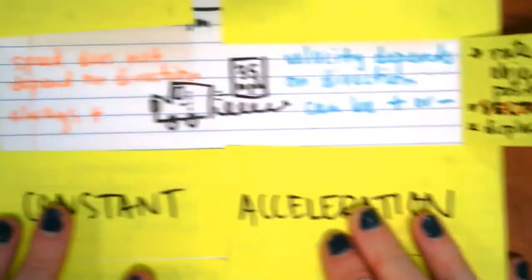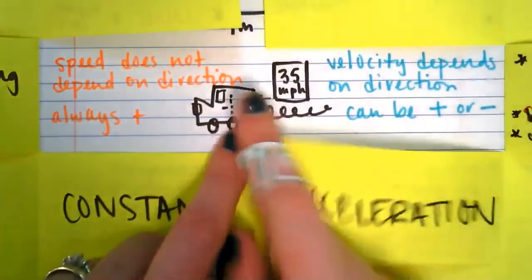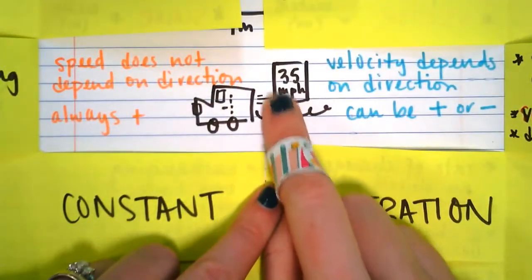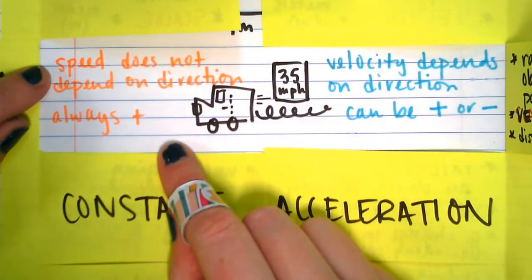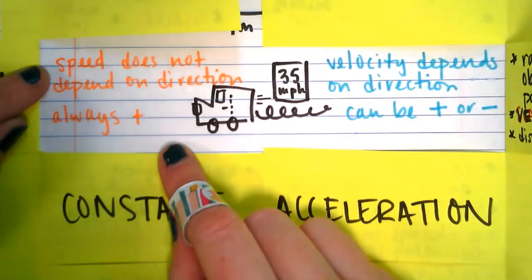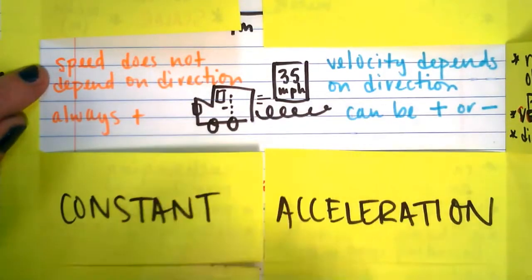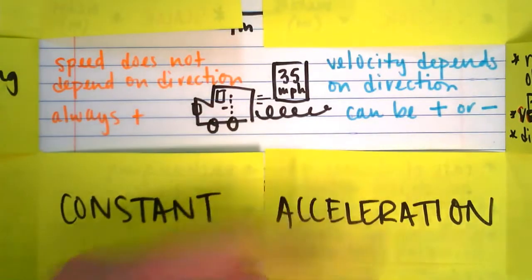Here's an example that compares and contrasts the two. We've got a speed limit sign on the side of the road that says 35 miles per hour. Your speed doesn't depend on what direction you're traveling. If you're driving 40 miles per hour, a police officer could give you a speeding ticket no matter if you were traveling down the road that way or traveling down the road that way.